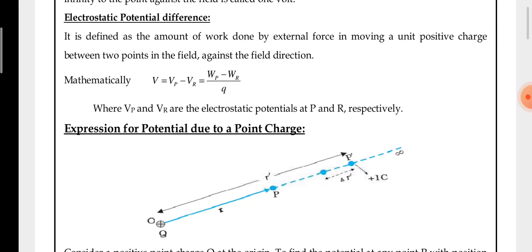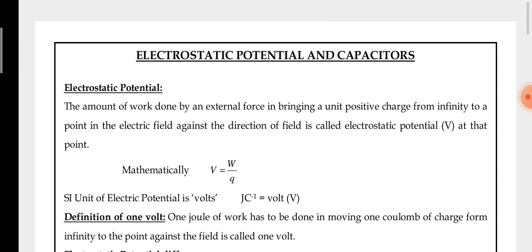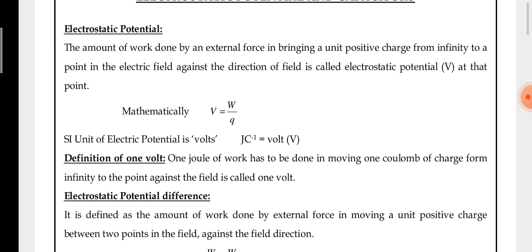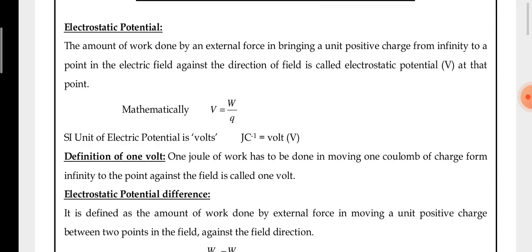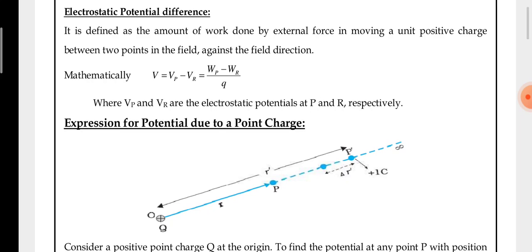After 1 volt, you see here electric potential difference. What is the difference between these two? Potential means the amount of work done to bring a unit positive charge from infinity to a point in the electric field against the direction of the field. Potential difference is defined as the amount of work done by an external force in moving a unit positive charge between 2 points in the field.